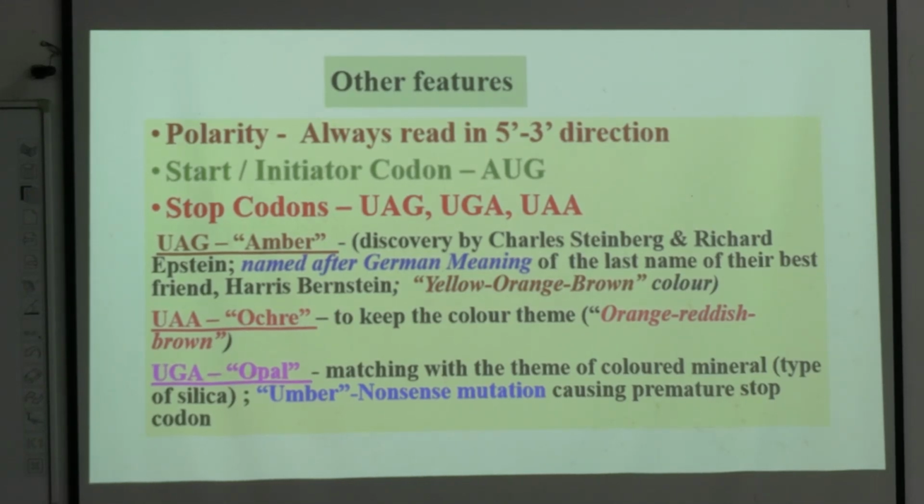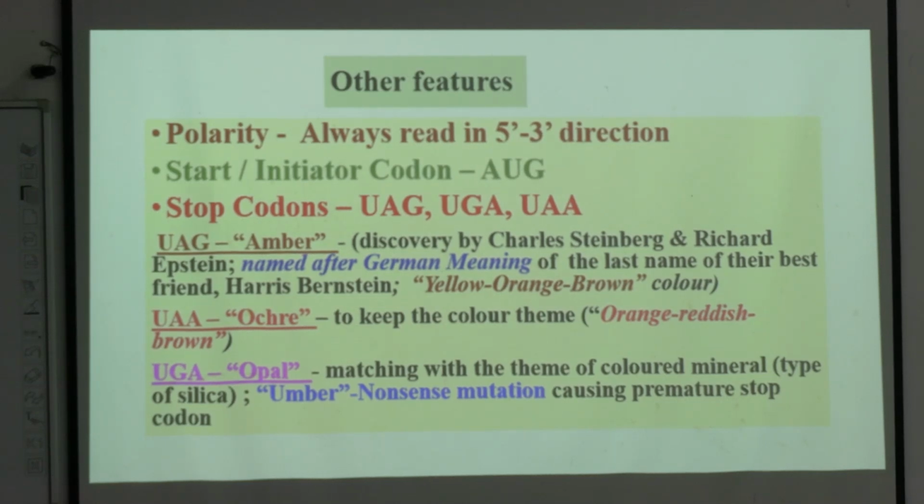Other features are polarity, what I told that you have to read from one direction, that is 5' to 3' direction. There is one start codon, you remember. It can come as an MCQ, AUG. Stop codons are UGA, UAG and UAA. These are the 3 things.